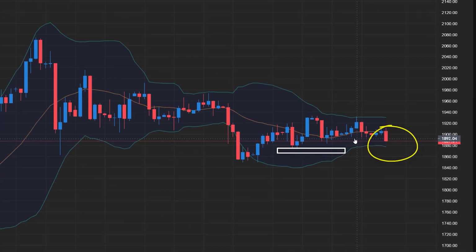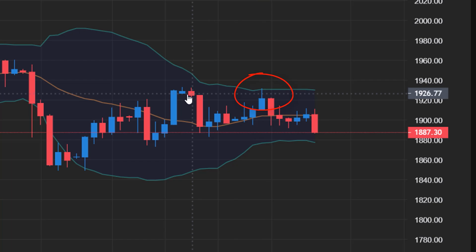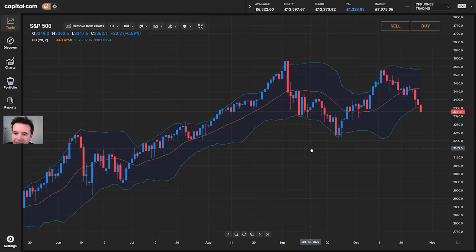The same way, if back here in the third week of October we'd have sold as it tested the upper Bollinger Band, and that worked well, have a stop loss above perhaps that more recent high from the 11th of October. The last example we look at is the S&P 500, and this is again the daily chart.